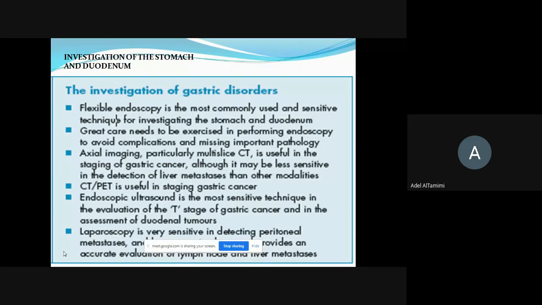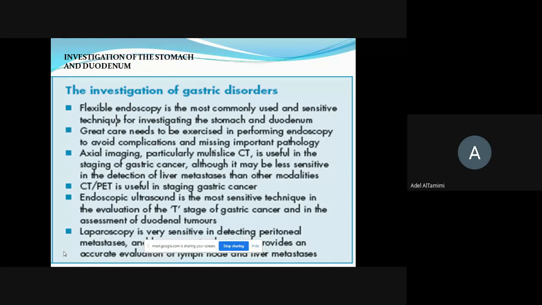It may be sensitive in the staging of gastric cancer, although it may be less sensitive in the detection of liver metastasis due to gastric cancer than other modalities like PET scan or magnetic resonance imaging.